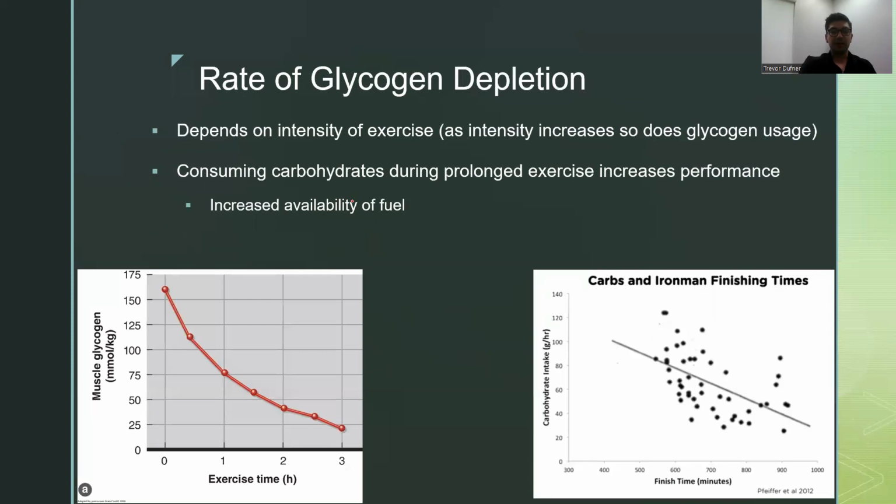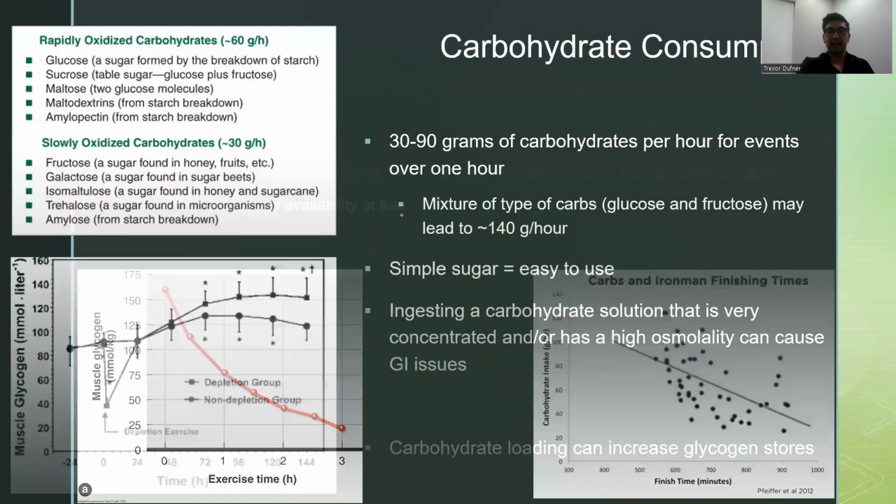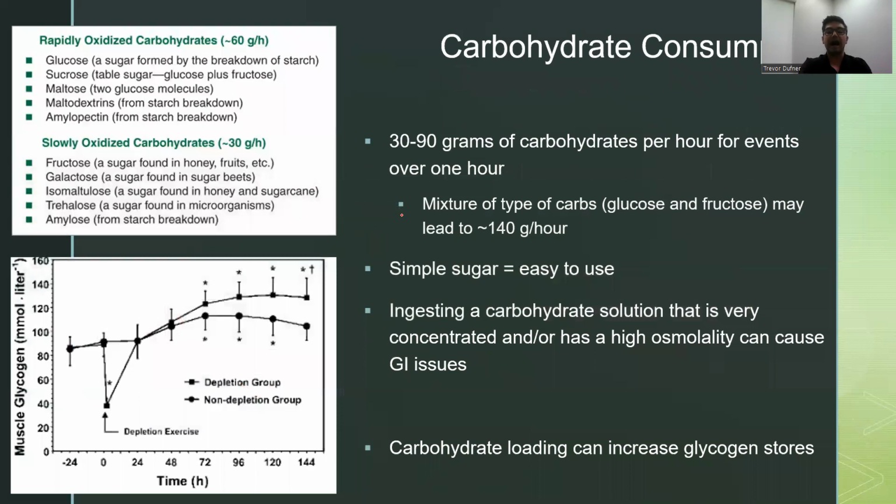Again, looking at the rate of glycogen depletion, we talked about this before: as exercise time increases, you're going to have higher glycogen depletion. Consuming carbohydrates during prolonged exercise increases performance. As you go through long duration exercises, you're going to start depleting muscle glycogen. You want to keep your intake of glucose relatively high so that you can continue your exercise. So you want to have 30 to 90 grams of carbohydrates per hour for events over an hour.